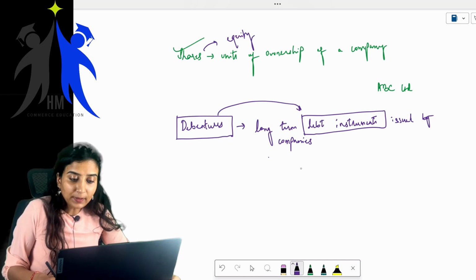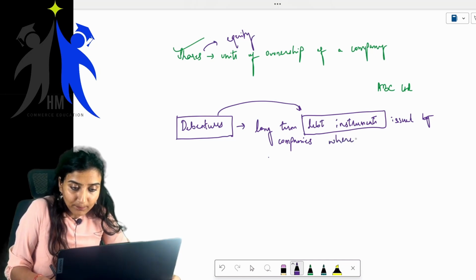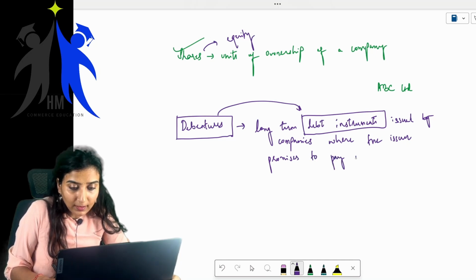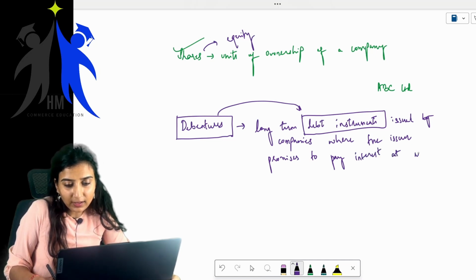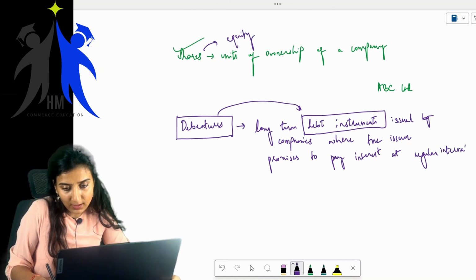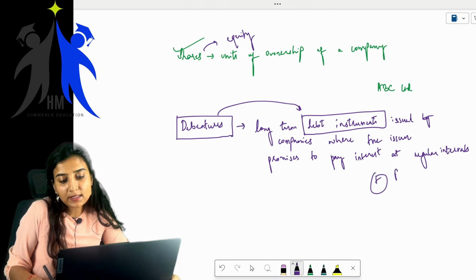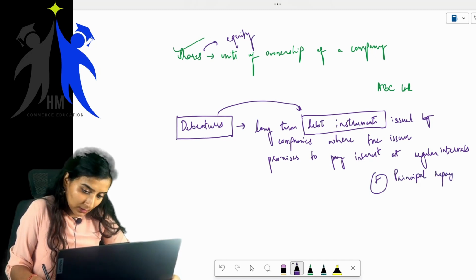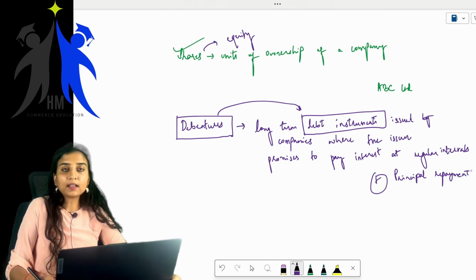Issued by the companies, wherein the issuer promises to pay interest at regular intervals along with the principal repayment. Getting it? Meaning what?